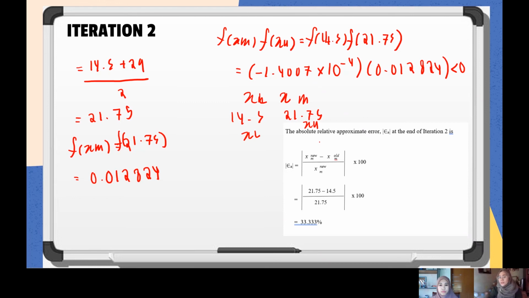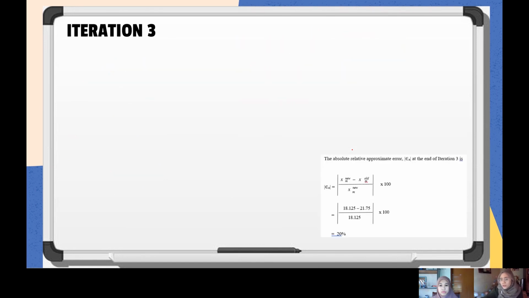We are now able to calculate the absolute relative approximate error at the end of iteration 2, being this is the formula, and so we insert 21.75 subtracted by 14.5 divided by 21.75 multiplied by 100, and we will be receiving an amount of 33.333%. We have to move on to iteration 3, where we start with the estimation of the root being 14.5 added with 21.75 divided by 2 gives us an amount of 18.125.